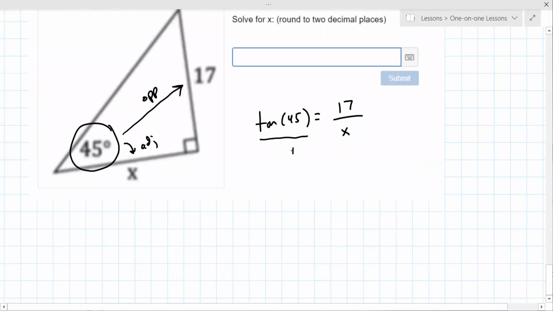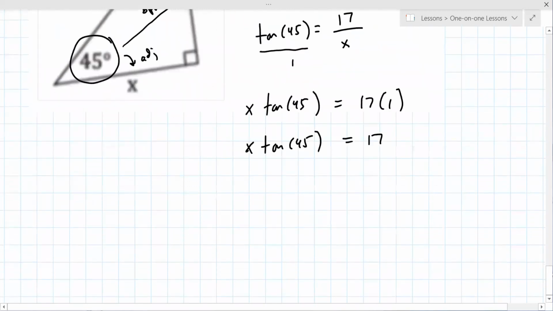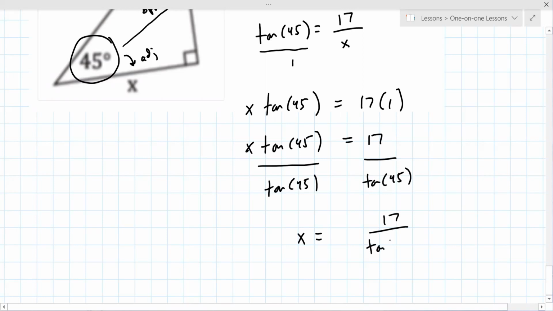So we did this two problems ago. You diagonally multiply: x tangent 45 equals 17 times 1. X tangent 45 equals 17. And then you divide both sides by tangent 45. X equals 17 over tangent 45. Now I want you to punch that in your calculator, and when you see your answer, you decide if you maybe could have known that ahead of time.